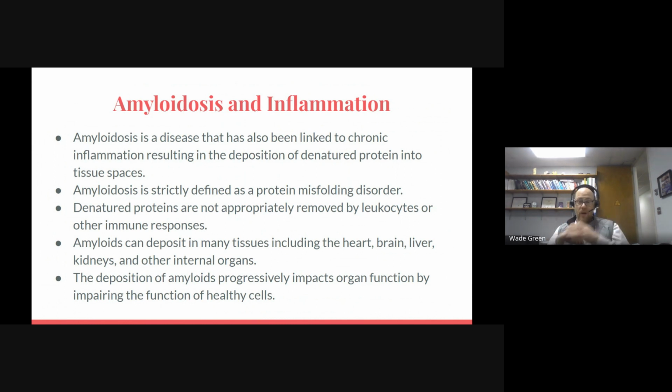Those amyloid plaques or proteins can deposit themselves and start to accumulate and build up. They may build up in the heart, the brain, the liver, kidneys, or any other internal organ. So we see amyloidosis in many different locations in the body, and it is another disease that's often linked to inflammation.